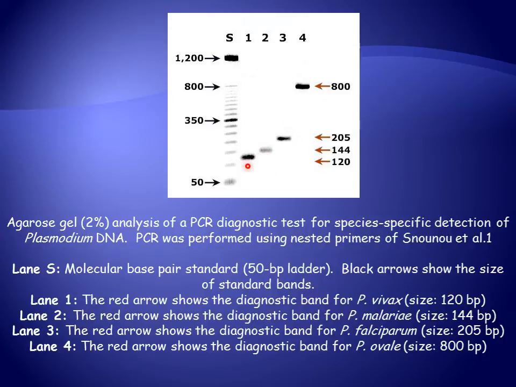So just briefly, in lane 1 here on this PCR, this is the band that shows up with P. vivax. Lane 2, the band for P. malariae. Lane 3, the band for P. falciparum. And lane 4 is the band for P. ovale. So as you can see, given the right lab setup that has the ability to run PCR, suddenly it becomes very easy to speciate an unknown by running the PCR test and comparing with the standards.